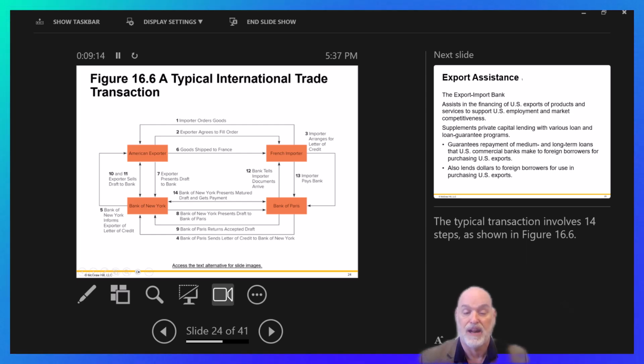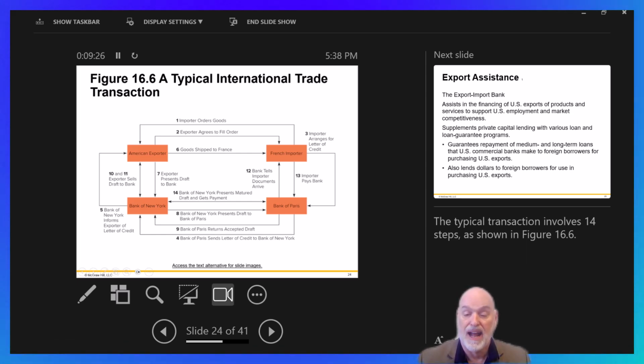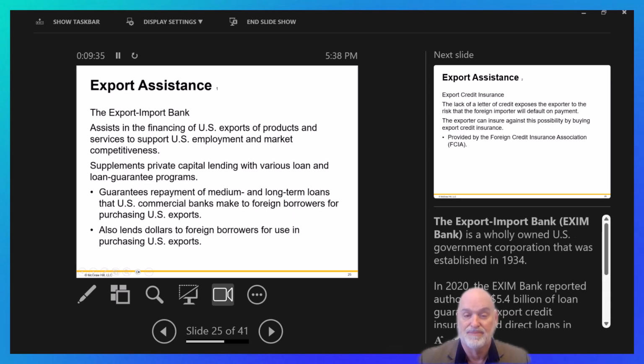Goods shipped to France. Number 7, the exporter presents a draft to the bank. Then we go to 8: Bank of New York presents the draft to Paris. 9, Paris returns the accepted draft. Then we go to 10, 11, 12, and 13, etc.